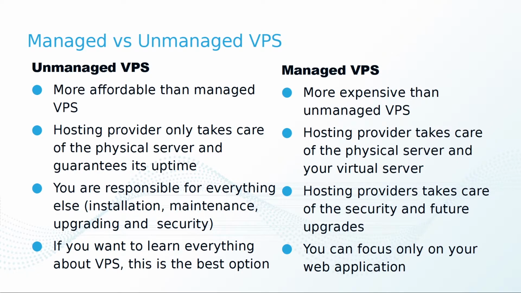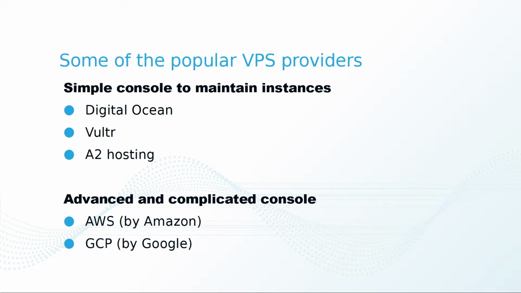Okay, so another one. Some of the popular VPS providers, if you don't know about this, are DigitalOcean, Vultr, A2 Hosting, Amazon's AWS, and Google's GCP. So what are the differences between these? Well, AWS and GCP are provided by very big companies, as you know, like Amazon and Google are very big companies and mega giants. So they provide really powerful servers and they provide a lot of options for businesses.